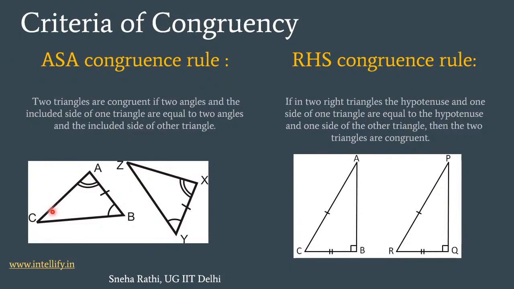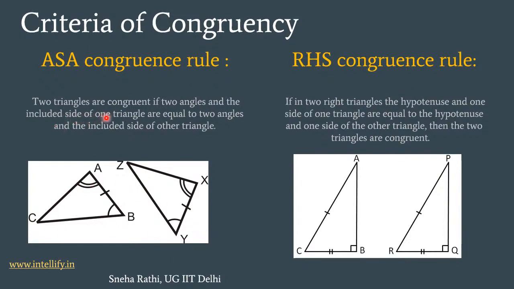It means that consider triangle ABC and XYZ. Angle CAB will be equal to angle ZXY. Angle CBA will be equal to angle ZYX, and the included side between both the angles is AB here, and the included side between both the angles here is XY. So by angle side angle congruency rule, they both are congruent.